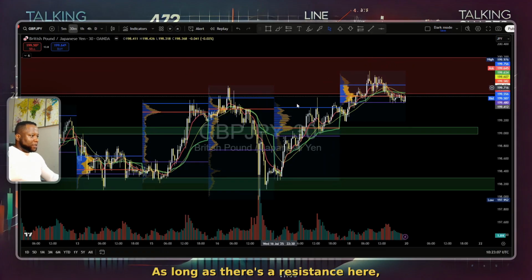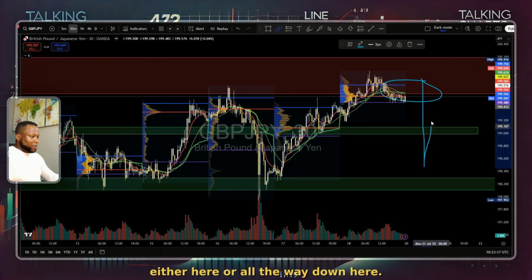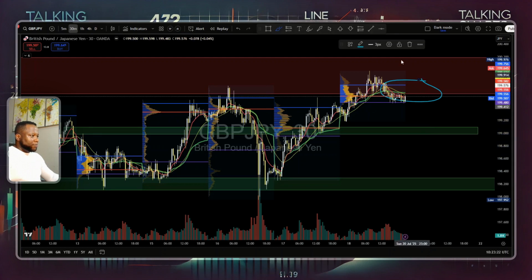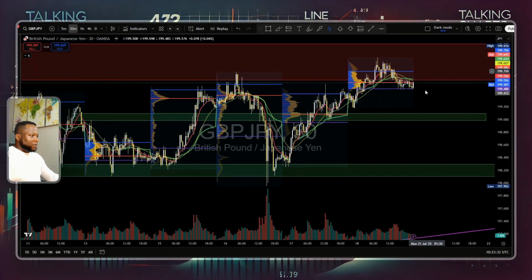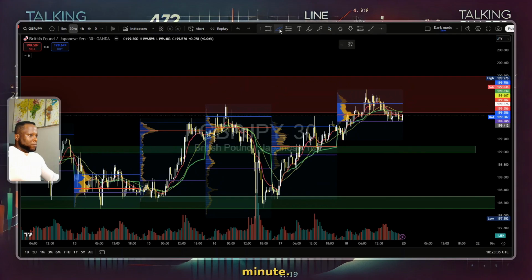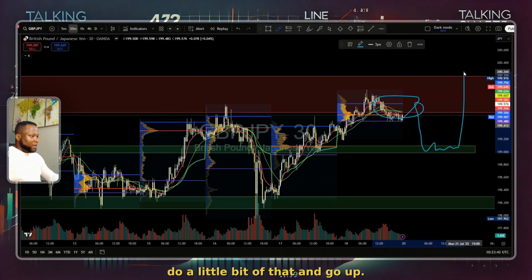As long as there's a resistance here, we could come down here. Okay, as long as this area is resistance, price will shoot down either here or all the way down here. One second there, I'll just have to redo this. So as long as this acts as resistance, as long as we cannot go above this, there's a high chance we'll come down here, either here, do a little bit of that and go up.